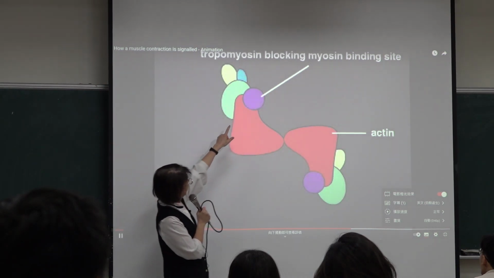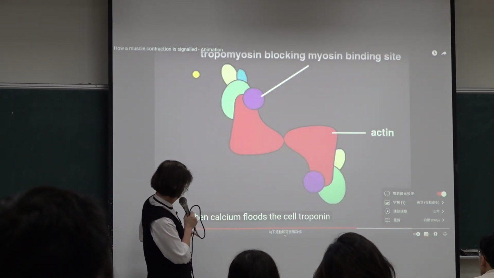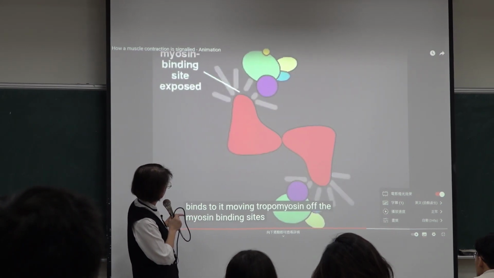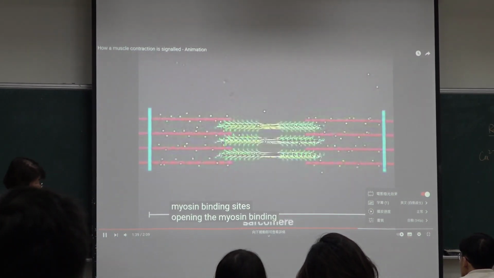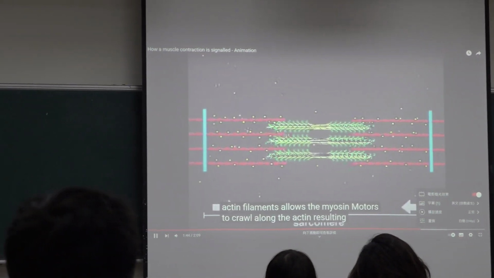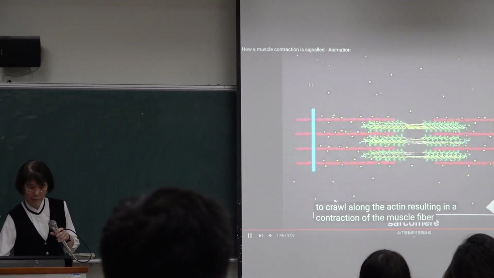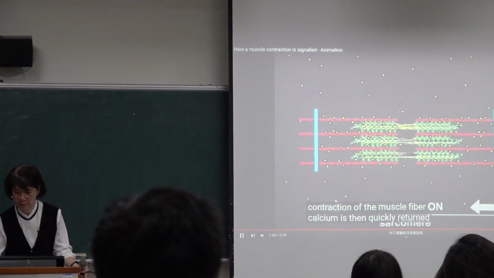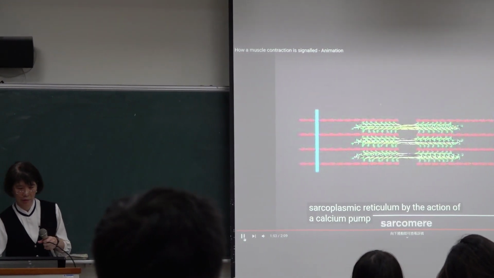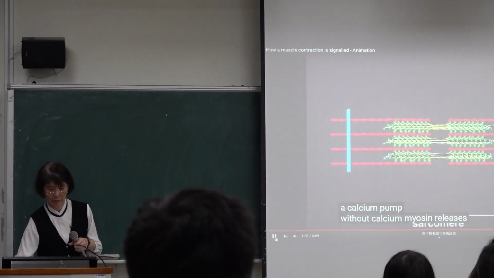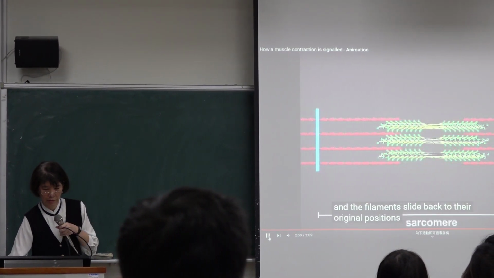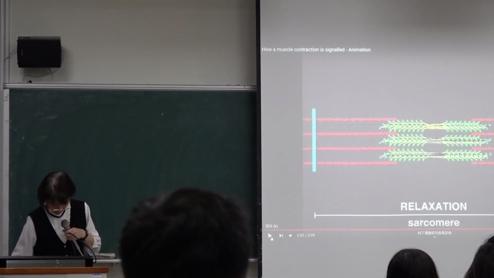Calcium floods the cell. Troponin binds to it, moving tropomyosin off the myosin binding sites. Opening the myosin binding site on the actin filaments allows the myosin motors to crawl along the actin, resulting in a contraction of the muscle fiber. Calcium is then quickly returned to the sarcoplasmic reticulum by the action of a calcium pump. Without calcium, myosin releases actin, and the filaments slide back to their original positions. That's relaxation, all right?